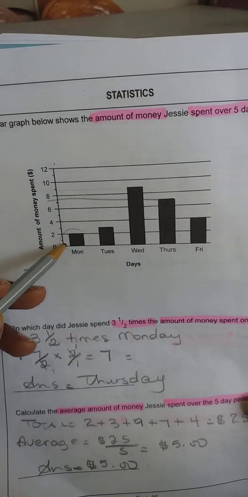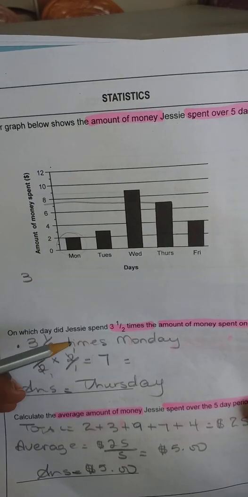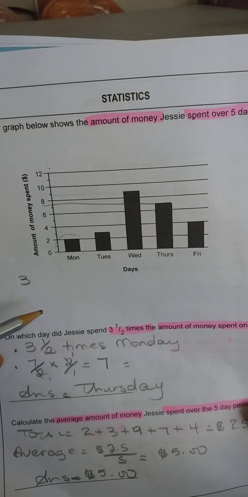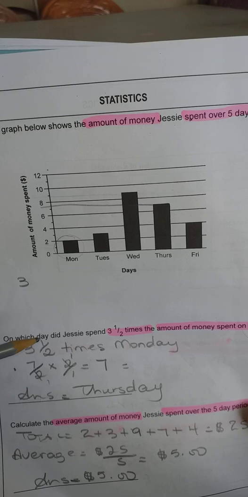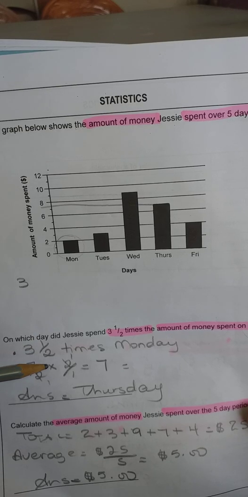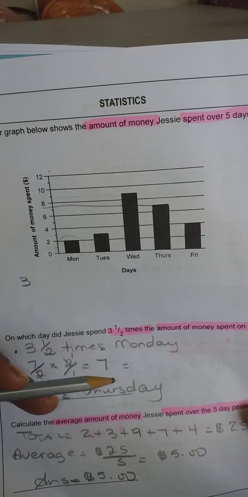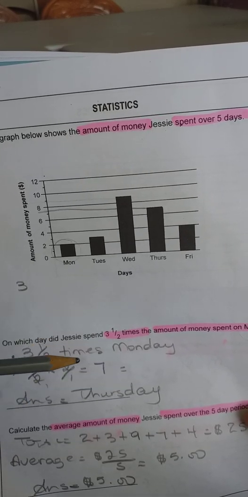Let's look at Monday. Monday is 2. So we need to find 3.5 times Monday. Times means to multiply. And I change my mixed number to an improper fraction. So we have 3 multiplied by 2 is 6. 6 add 1 is 7. So we have 7 over 2 multiplied by 2, which we cancel. We get 7. So that's 7. 7 is the answer. 3.5 times 2 is equal to 7.